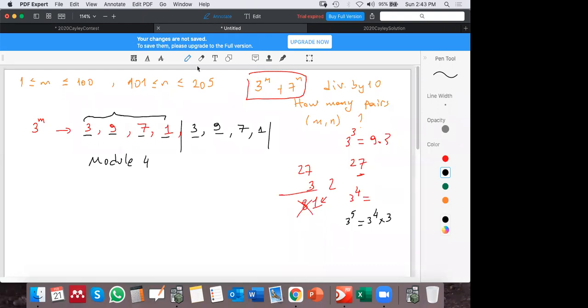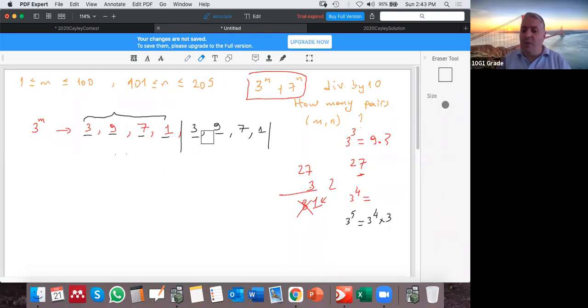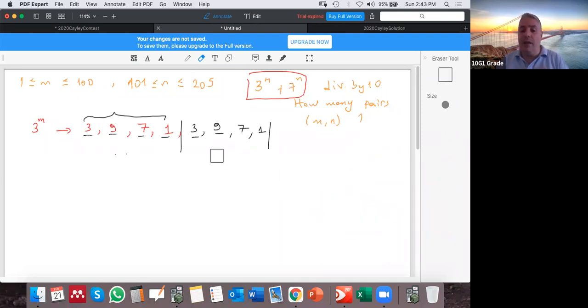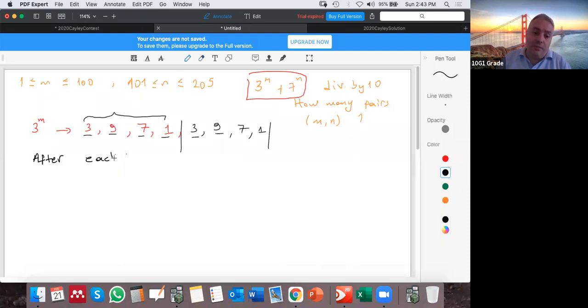Forget about it, it is not important. If you understand this concept, 3, 9, 7, 1, 3, 9, 7, 1, when I continue, it will be 3, 9, 7, 1 always. Till here, do you have a question? So I can say that after each 4 consecutive terms, it repeats the pattern.